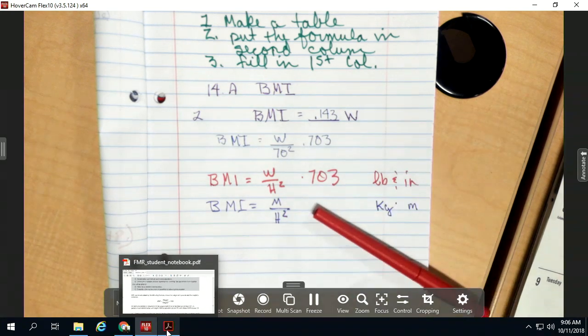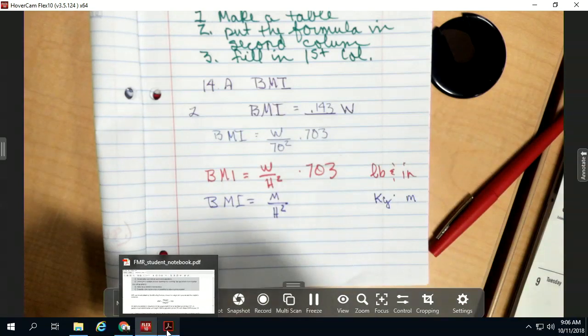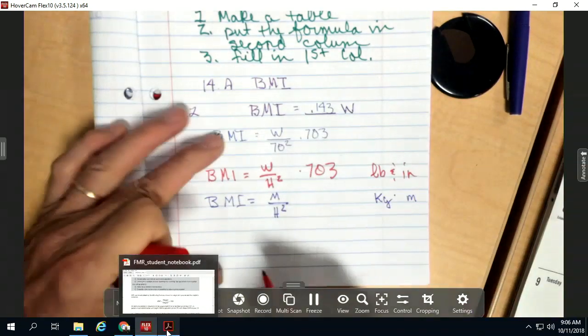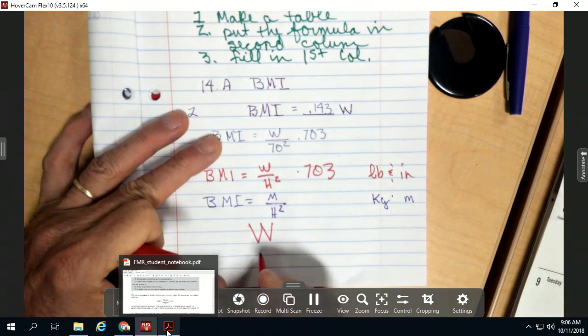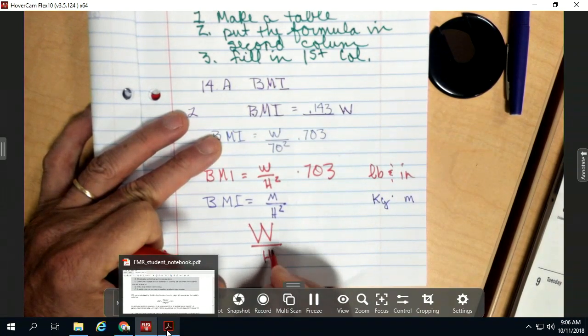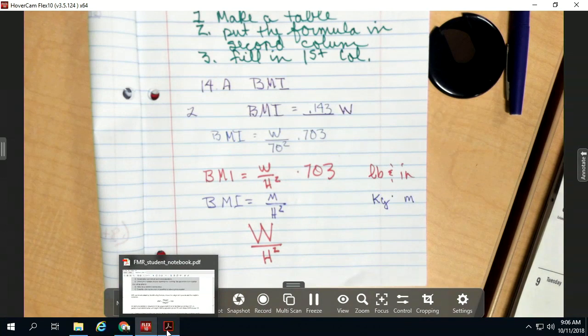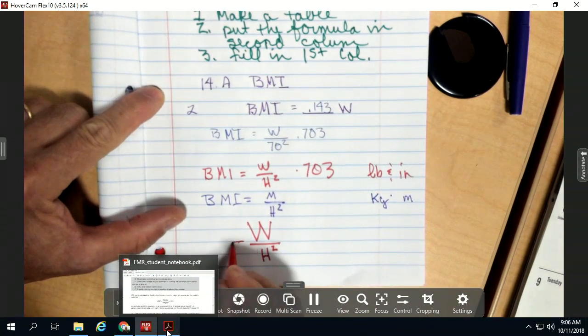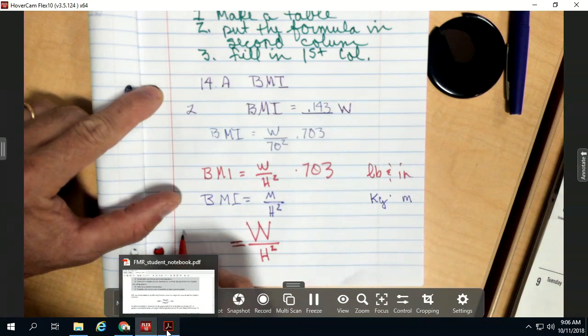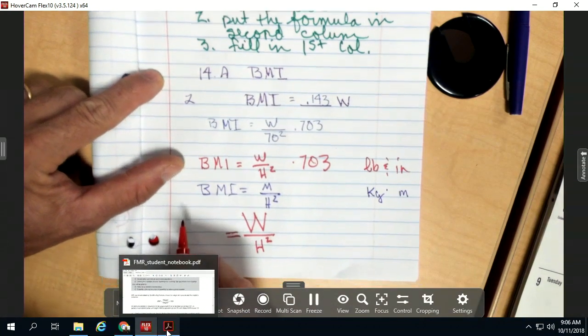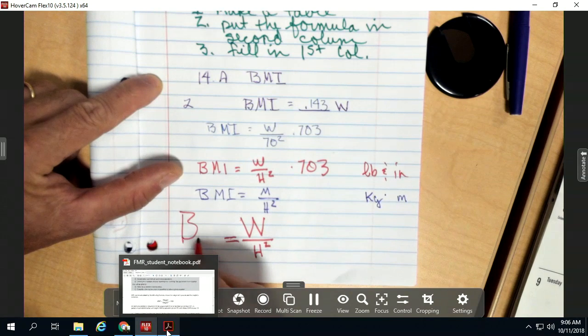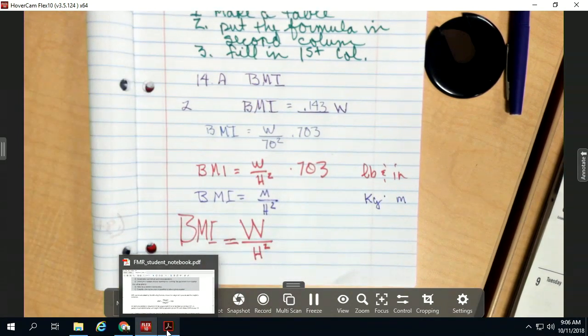But if you notice in this case, there is no coefficient with it. But that's not the part that I wanted to play games with here with you. Let's say you have a big weight and a regular height. What happens to your BMI? You get a big BMI. Do you agree that if the numerator gets bigger, your answer gets bigger? Everybody good with that? Okay.